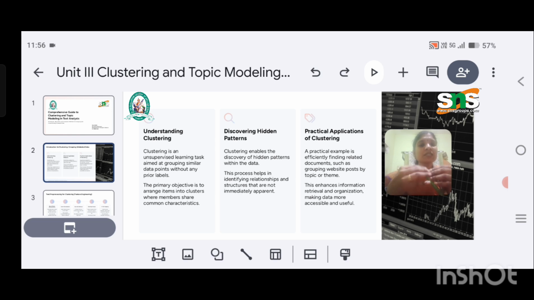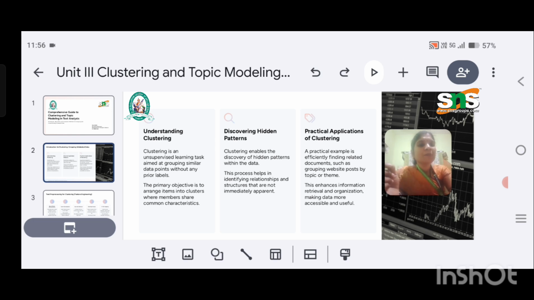The next one is discovering hidden patterns. The main purpose of hidden patterns is to identify the relationship and structure of a process or data, in order to find out which pattern we have to analyze. A real-time example for discovering hidden patterns is identifying the password of our mobile phone. By identifying this password, we can know who is the authorized person and who needs the data exactly.